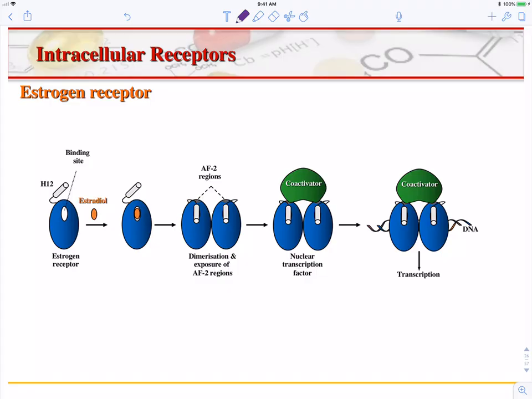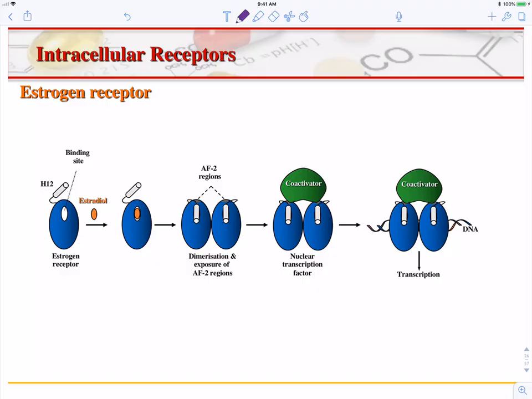If you remember from biochemistry what zinc fingers are, in general, the DNA binding domain is composed of zinc fingers. Types of receptors that work that way are the estrogen receptor, and also the thyroid hormone receptors.